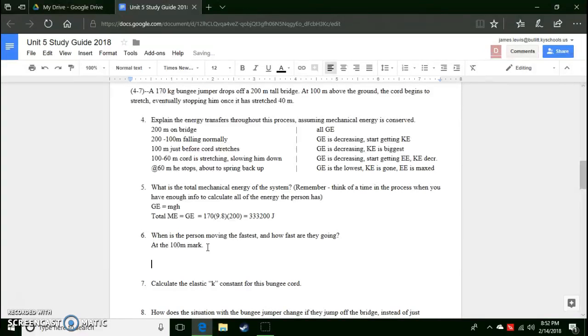So we know that 333,200, that total amount, has to equal GE plus KE, because that's what we knew that we had there at that middle spot. And notice I always write the equation.